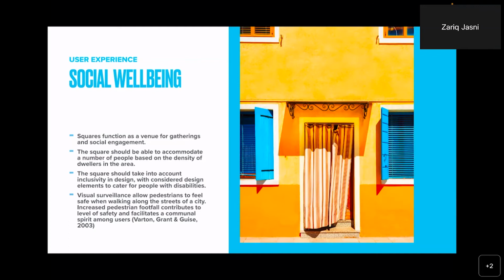square. And last but not least, visual surveillance would allow pedestrians to feel safe when walking along the streets of a city. So increased pedestrian footfall contributes to the level of safety and facilitates a communal spirit among users.